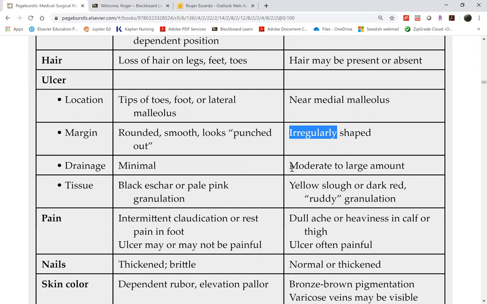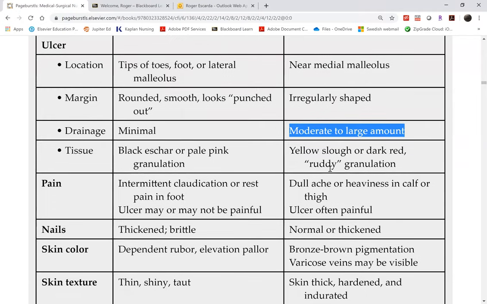There is a lot of drainage in venous ulcers. They may have some sloughing, but there is granulation though, meaning it can heal because there's adequate blood flow to it. The problem again is not an inadequacy of blood flow, but a problem with venous return. There's plenty of blood flow in venous disease.